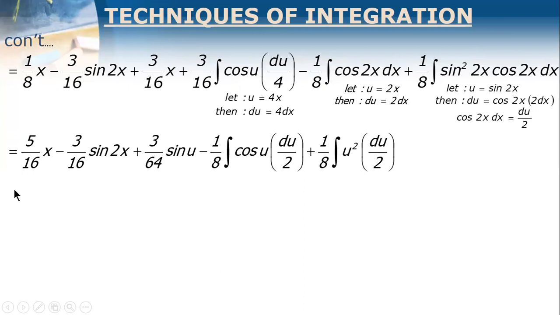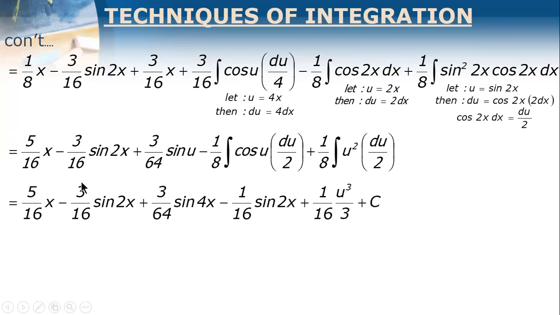Yeah. So next step, u is replaced by 4x, and then 1 over 8 times 1 half, 1 over 16 integral of cosine u sine u, but this u is 2x, so you have this one 2x, and then 1 over 8 times 1 half, 1 over 16 u squared du.